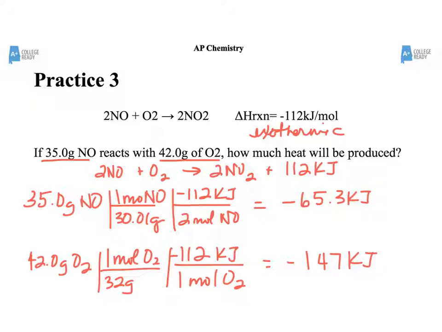So which one's going to produce the least amount of heat? Well, the limiting reactant is going to be the one that's going to produce the least amount of heat. And so that would end up being the nitrogen monoxide. That's the limiting reactant, and that's going to tell us how much heat it's going to produce, and we would produce 65.3 kilojoules of heat.